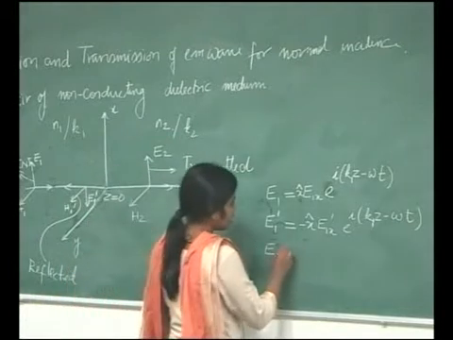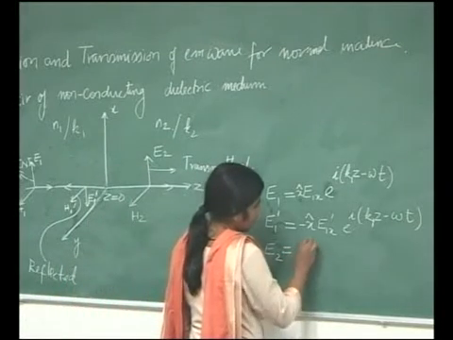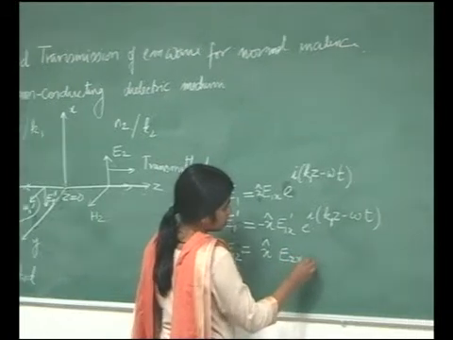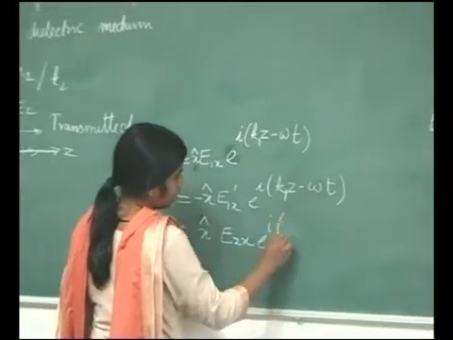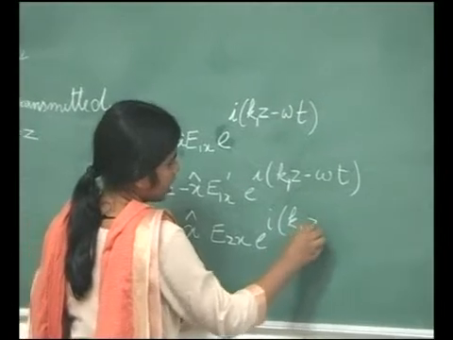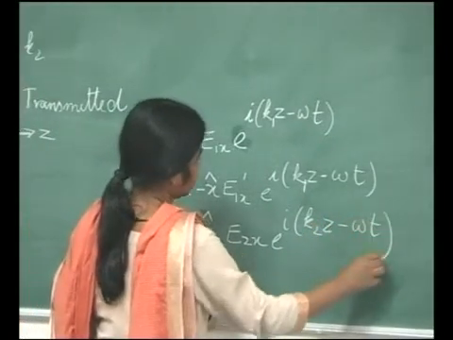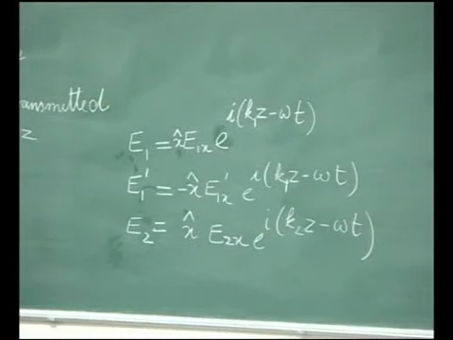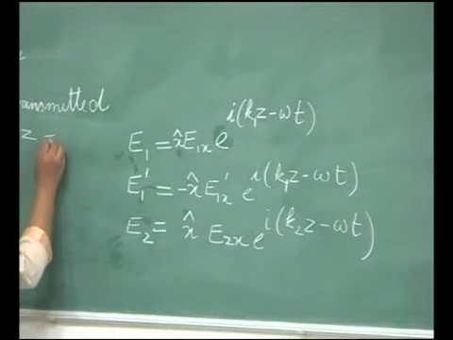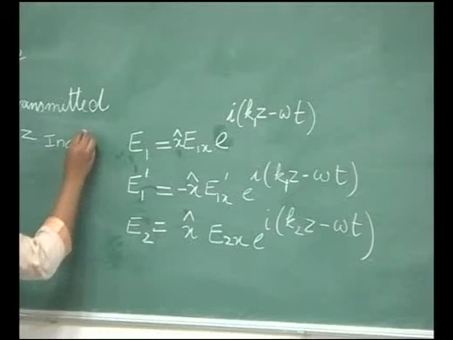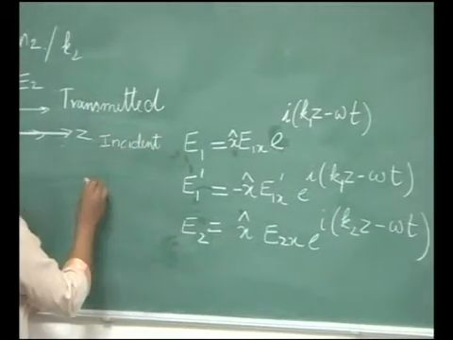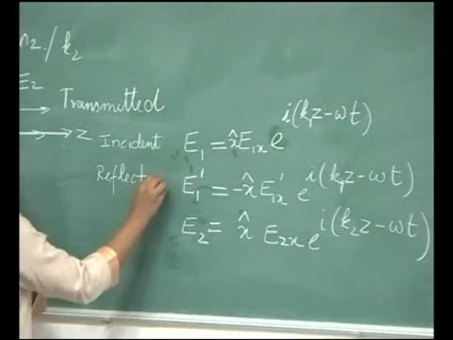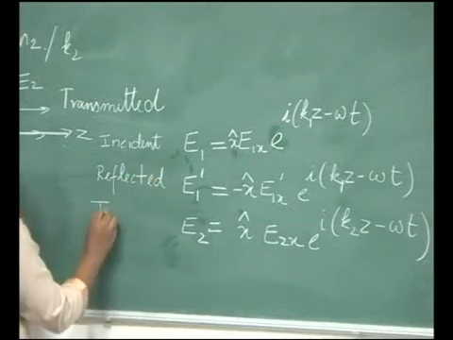So I can write E2 is equal to x cap E2x e to the power i (k2z minus omega t). So this is the incident wave, this is the reflected wave, and this is the transmitted wave.